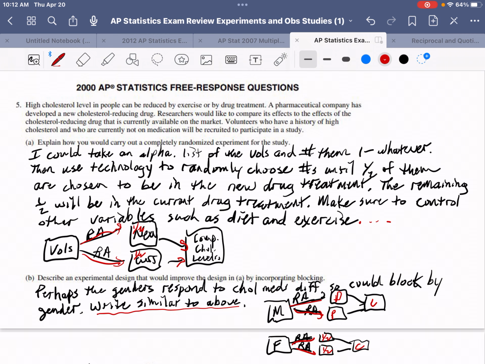Now, is this the only correct answer to Part B? No. If you were to look at year 2000, number 5, you could see that perhaps some people said block by age, and they described and drew diagrams and stuff like that. So there was more than one answer. They're just seeing if you logically block by something that makes sense.